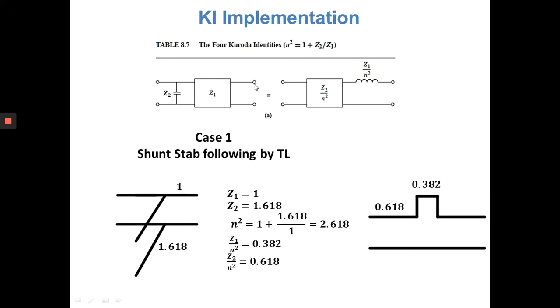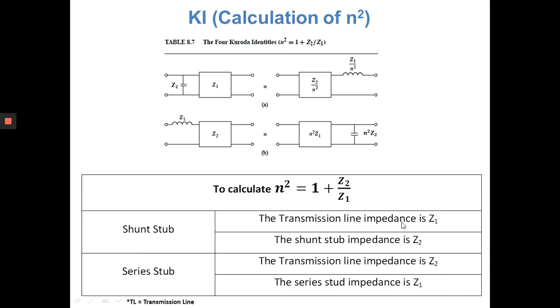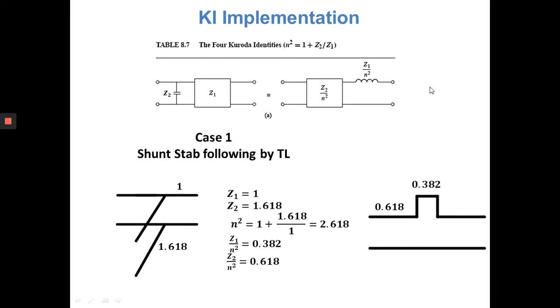So this is the scenario first. Case one is a shunt stub followed by a transmission line. So you have a shunt stub here, whose impedance value is Z2, which is 1.618, and we have a transmission line which is Z1. We need to consider, just as I told you, you need to follow this. So here we have Z1 and Z2. Then we need to find the n square. So we find the n square is 2.618.